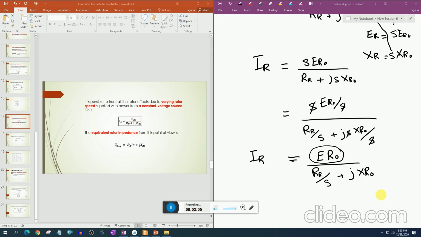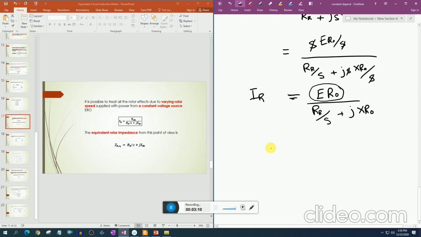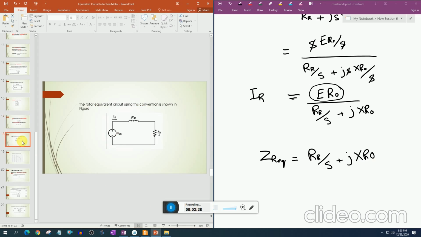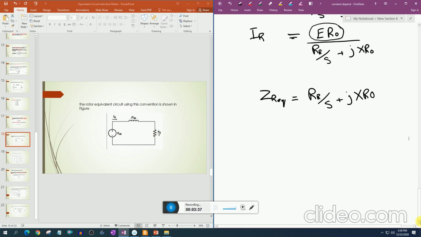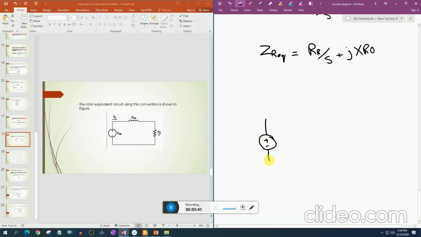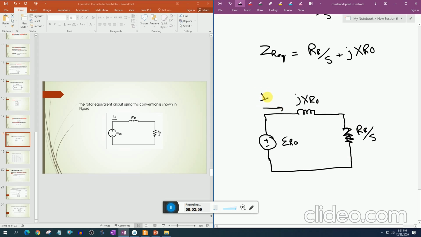So the equivalent rotor impedance from this point of view would be Z_R equivalent equals R_R by S plus jX_R0. And thus the rotor equivalent circuit using this modified convention should look like that. In this, we use E_R0 constant, jX_R0, and the resistance is divided by slip. So these calculations will depend on E_R0, not E_R0 multiplied with the slip. This is the constant voltage source.